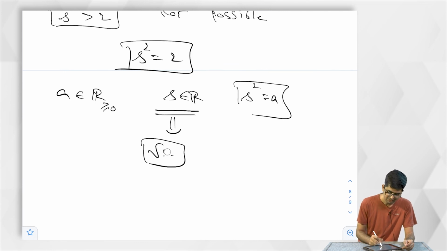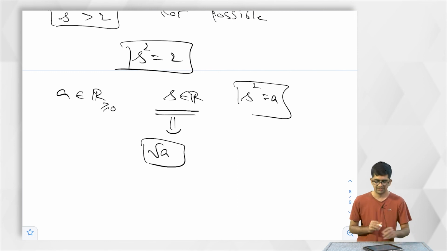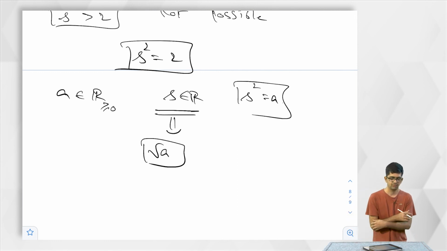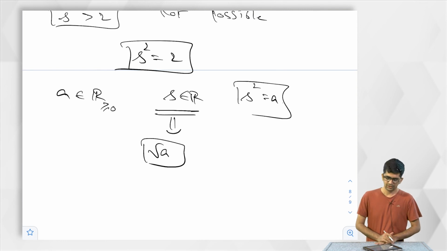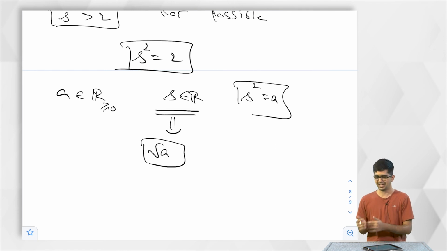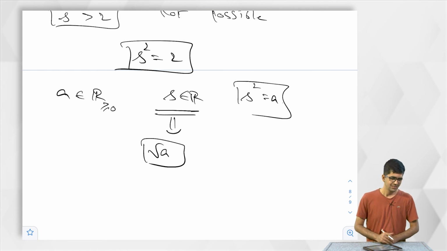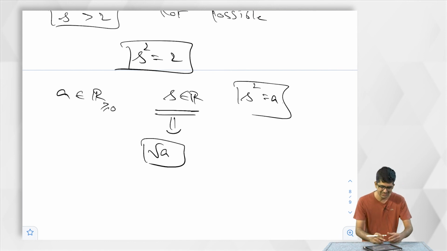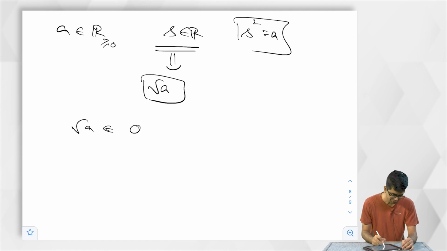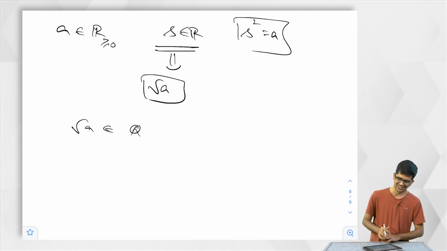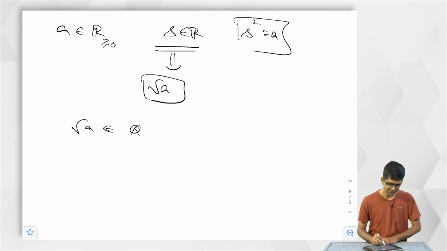So then we have what is called root A. For every A in R positive, there is an element S belonging to R such that S square is equal to A. So this says there are square roots of positive elements in R. This still does not say anything about extra elements. It might happen that all root A are actually elements of Q. How do we know that this does not happen? So let us prove that.